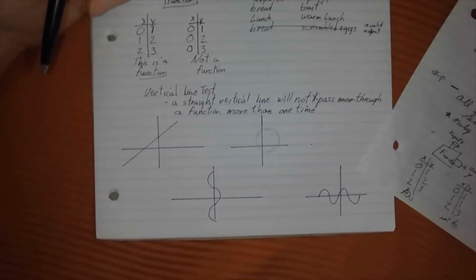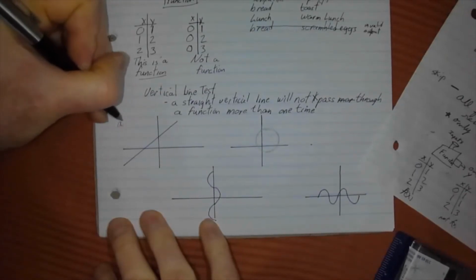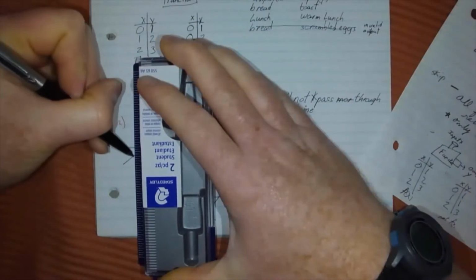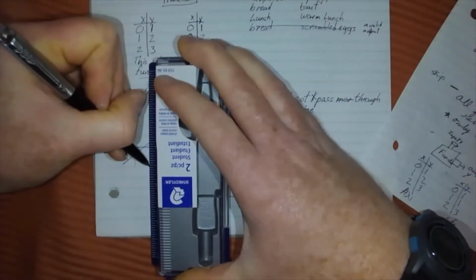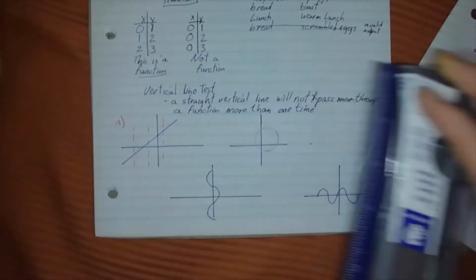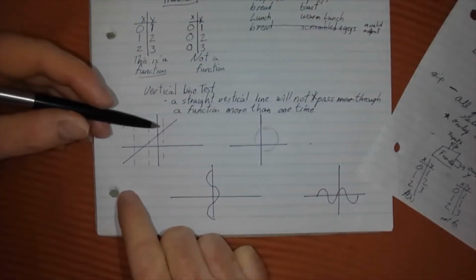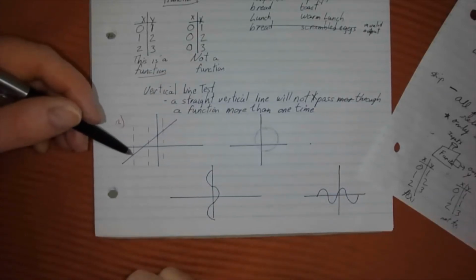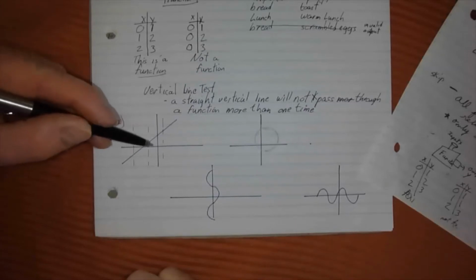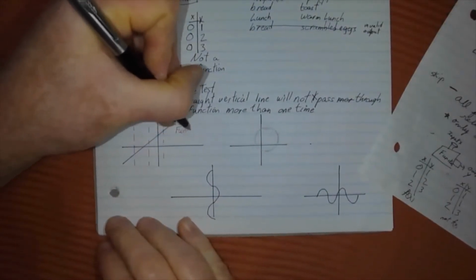If it passes through more than once, it's a relation, it's not a function. Let's check A. I'm going to take my pen and sketch a vertical line in a few different places. I've sketched it. Every place I've sketched it, it passes only one time. One intersection here, one here, one here. I have 3 different x values. This passes the vertical line test. This is a function.